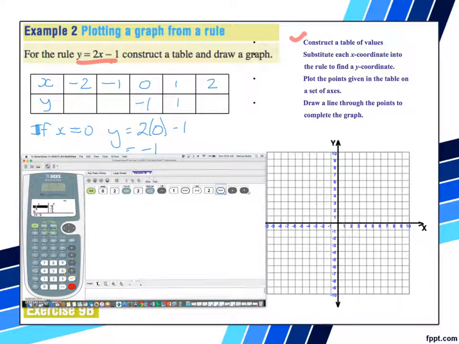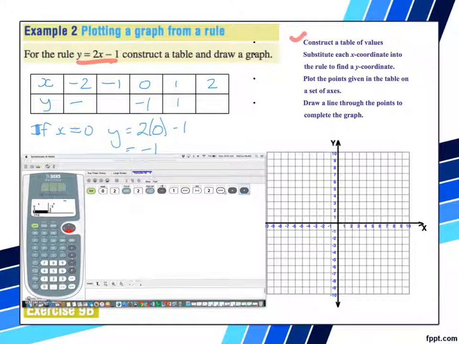Once we're at OK, we have our equation. If x is -2, y is -5. If x is -1, y is -3. So you can complete your table. All you need to do is move up or down to get any other value that you really want. Right, and that's how you will then complete the table.